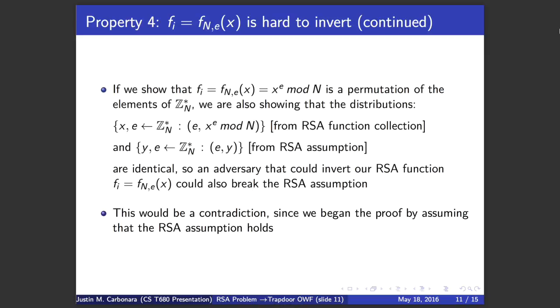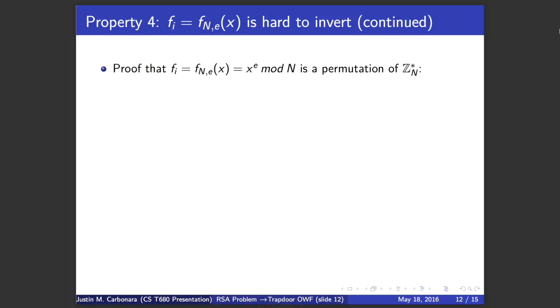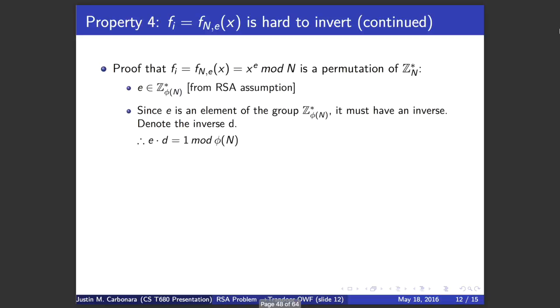Again, remember, we began the proof by assuming that the RSA assumption holds. So, we've reduced our proof that the RSA function is hard to invert to a proof that the RSA function is a permutation of Zn star. e is an element of Z phi of n star from the RSA assumption. Since e is an element of this group, it must have an inverse. We'll denote this inverse d. e times d equals 1 mod phi of n.